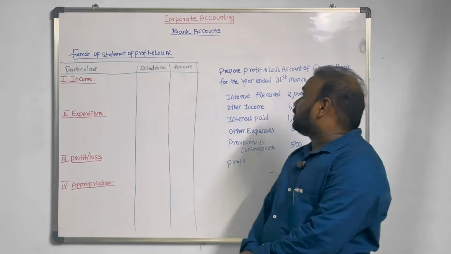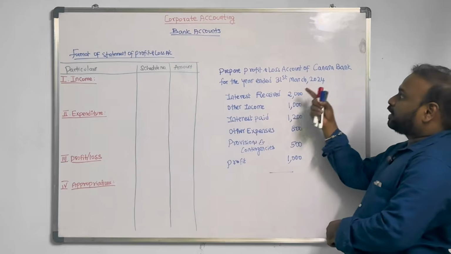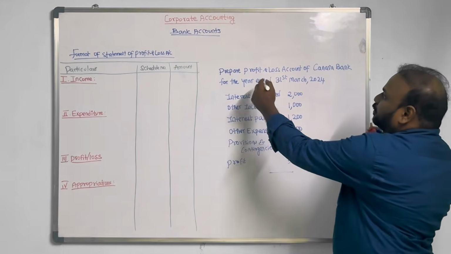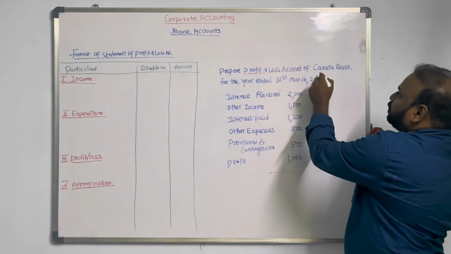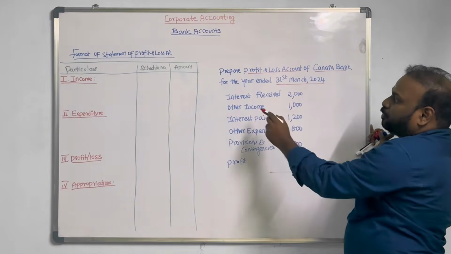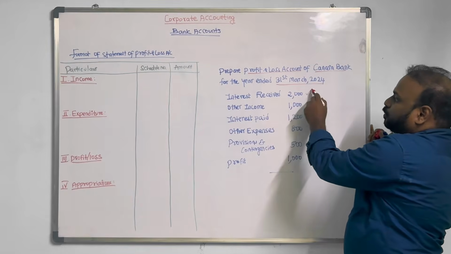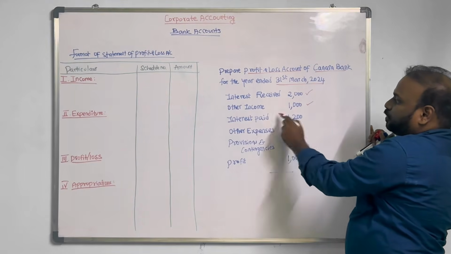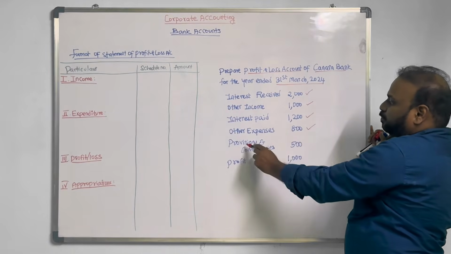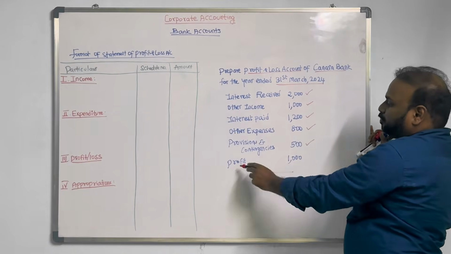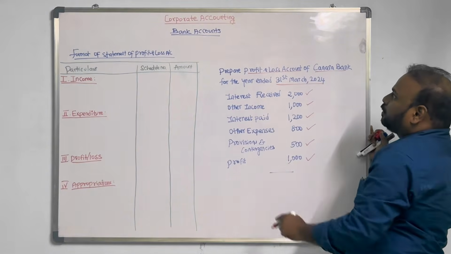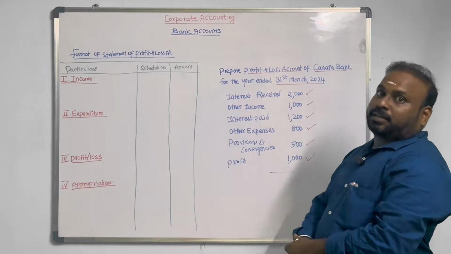The question is given: prepare the profit and loss account of Canara Bank for the year ended 31st March 2024. Interest received 2000, other income 1000, interest paid 1200, other expenses 800, provisions and contingency 500, profit 1000. With this information, you are supposed to prepare the profit and loss account of Canara Bank.